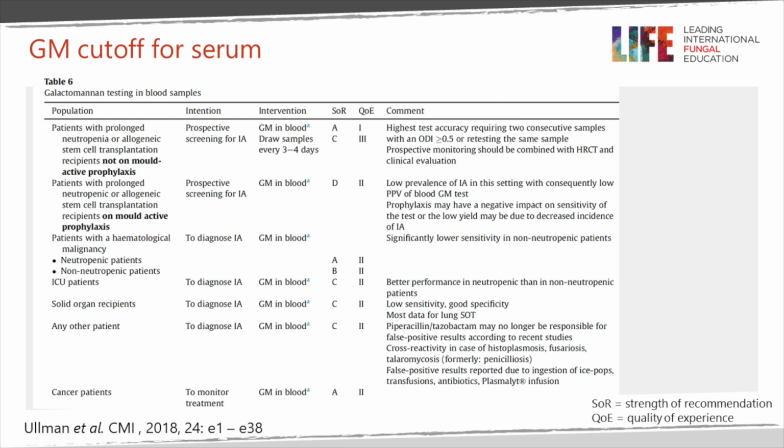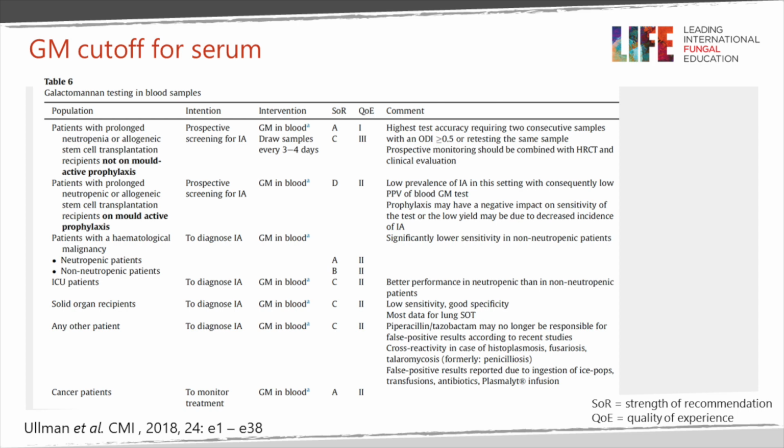So if we look here on the left-hand side of the slide, we have the population, typical populations where this test would be used: patients with neutropenia, prolonged neutropenia, whether or not there is mould active prophylaxis, patients who've got various forms of hematological malignancies, but also patients in the ICU and patients undergoing solid organ transplantation. And we can see here the intention, of course, is the same, to use this test to try and diagnose invasive aspergillosis. So the intervention is the test itself. Here we're talking about blood samples, serum samples, and we can see here the levels of evidence, the strength of recommendation and the quality of the evidence.